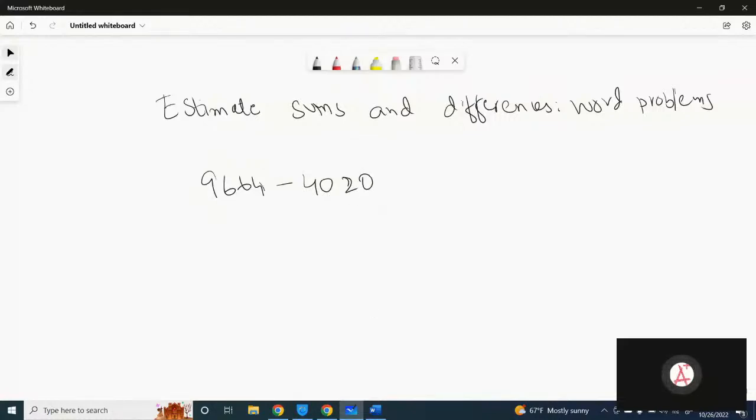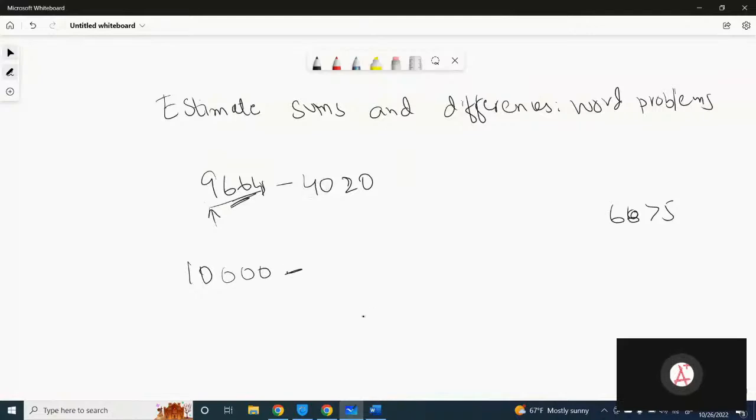Round off both the numbers and then subtract. Got it? Because you have to estimate the answers. So 9,664: the digit right after the thousand digit is 6. 6 is greater than 5. That means you have to round up. So you can round off 9,664 to 10,000. The next 1,000 after 9,000 is 10,000. So you have to round off the number to 10,000.